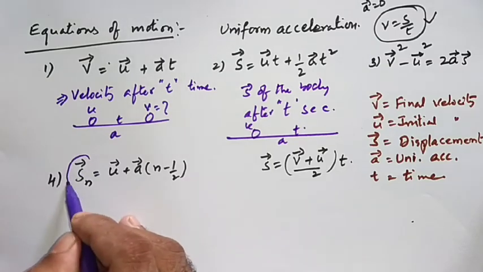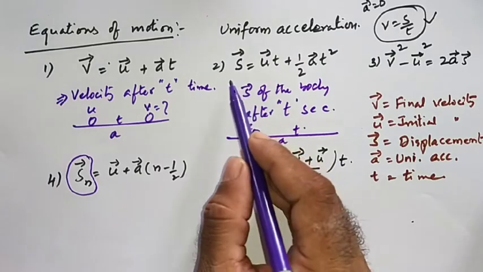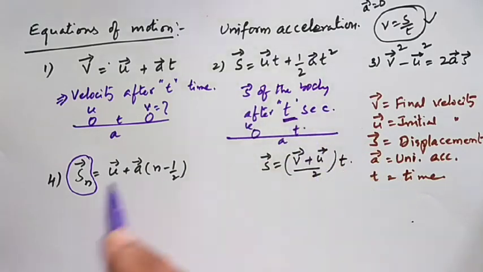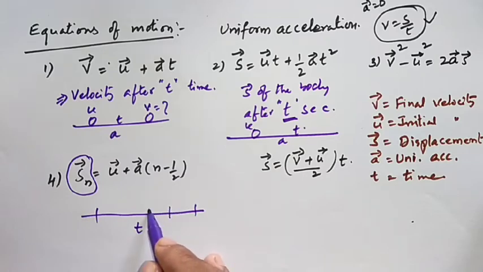What is meant by Sn? Now listen carefully. Here S is the displacement in t seconds. But sometimes in the problem, the body has traveled for t seconds, but what is the displacement traveled by it in the last second or the last but one second? In 1 second, how much distance has it traveled?